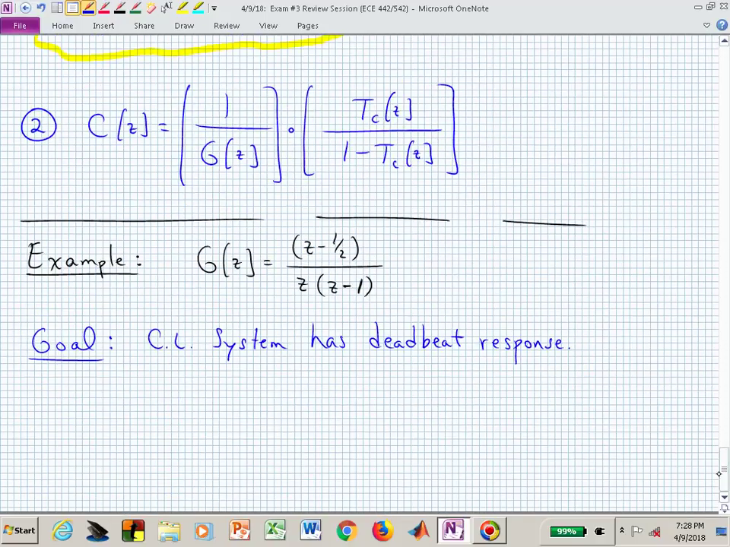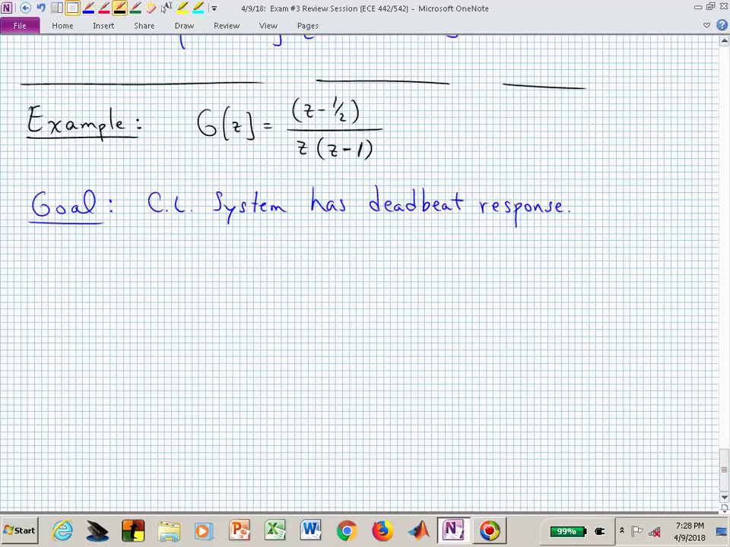Let's look at an example. Suppose now we start with G of Z equaling Z minus 1/2 over Z times Z minus 1. And the only statement in the problem is the closed loop system has deadbeat response. And you're supposed to design this using Ragazzini. Where do we begin?